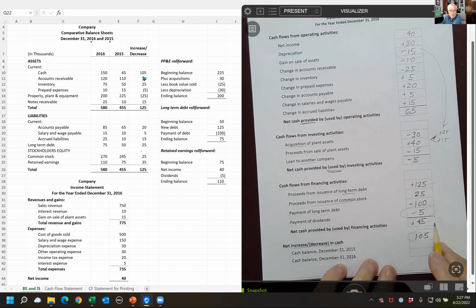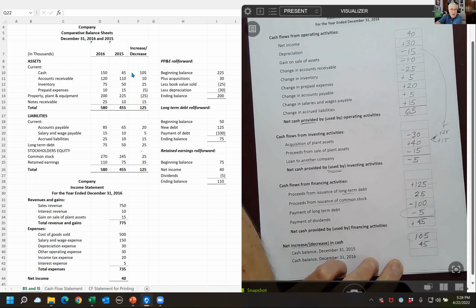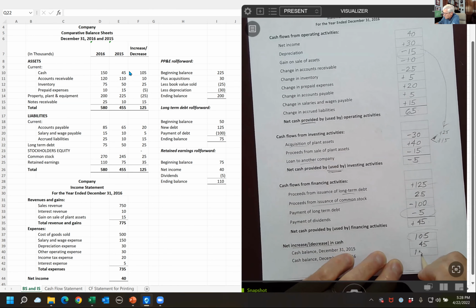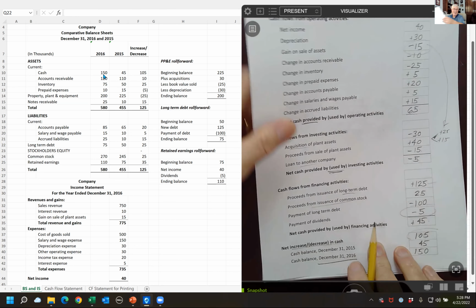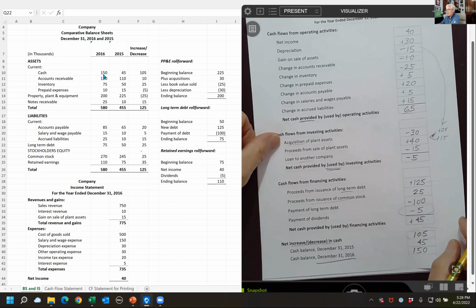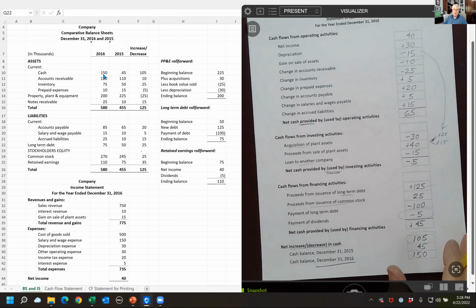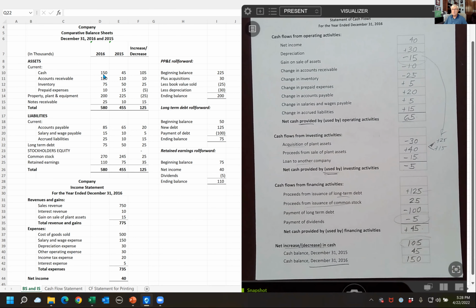What was my beginning cash balance? 45. I get that right straight up from the balance sheet where my cursor is. 105 plus 45 equals 150. Is that my ending balance? Yes, it is. Meaning error-free. Home run for me on the first one of these. And again, I'll leave that up there for a minute for you to look at so you can see the answers if you're trying to do this on your own.